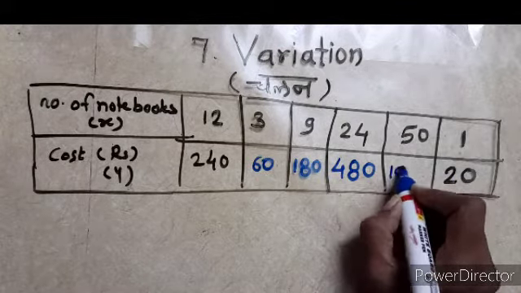From this table we see that the ratio of number of notebooks, that is X, and their cost, that is Y, in each pair is equal to 1/20, means it remains constant. If the number of notebooks decreases, it is 1 upon 20. If they go on increasing, it is the same 1 upon 20.